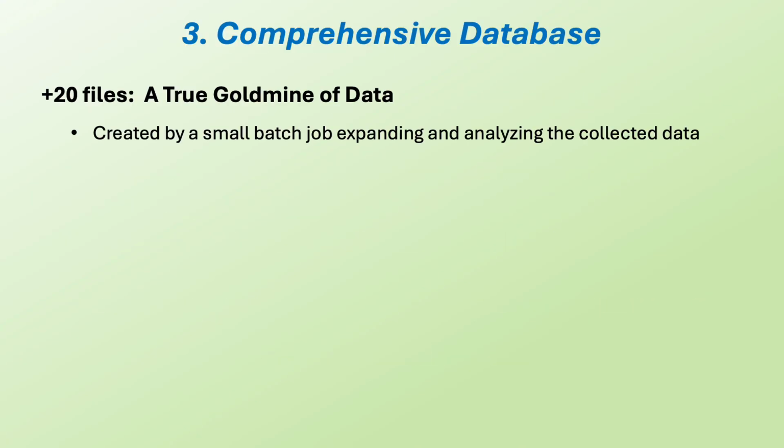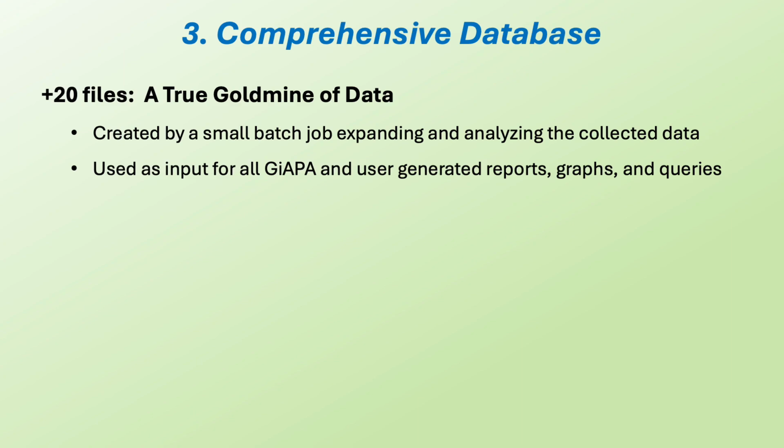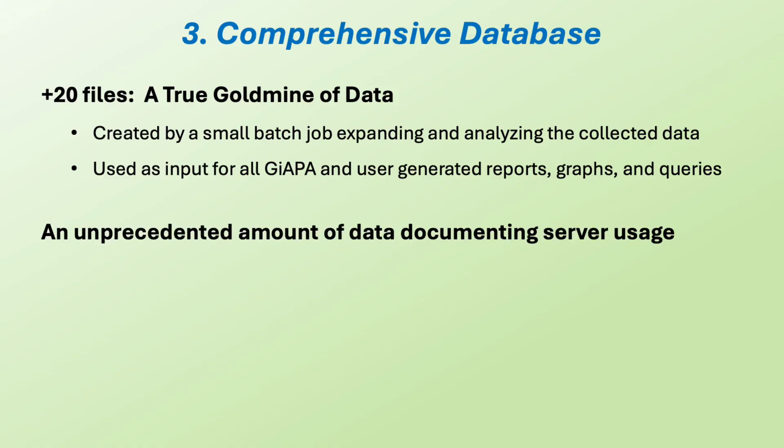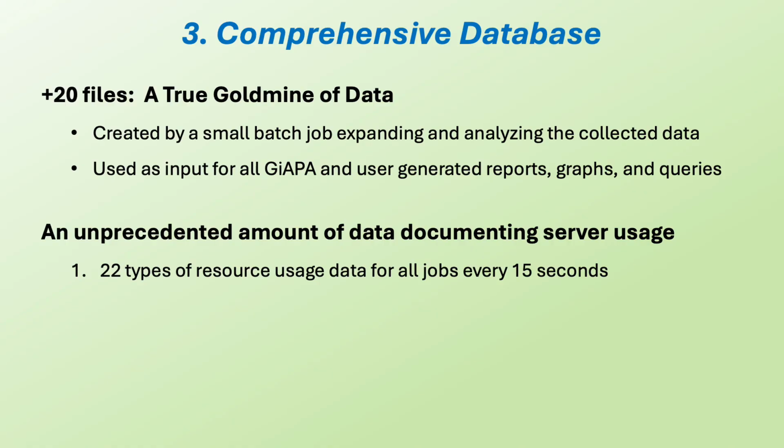A short-running batch job expanding and analyzing the collected data generates the GiAPA database consisting of over 20 externally described files. These serve as input for all GiAPA displays, graphs, and reports, and for user-defined queries and graphs. To reiterate, GiAPA's unique database contains 22 types of resource usage for all jobs and tasks every 15 seconds.